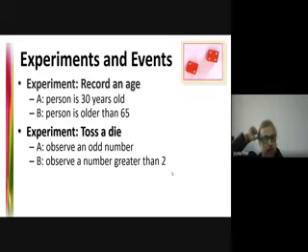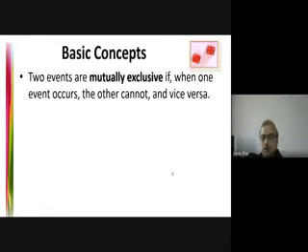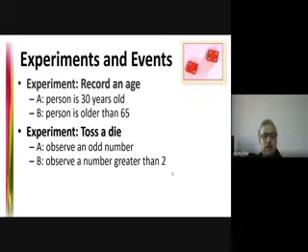Like another, tossing a die. In that case, A is observing an odd number and B is observing a number greater than 2. So these are experiments and events. Here, the event is what we are looking for. In the case of a die, we are looking for whether an odd face comes out or not. We toss the die, and then we observe whether it happens or not.